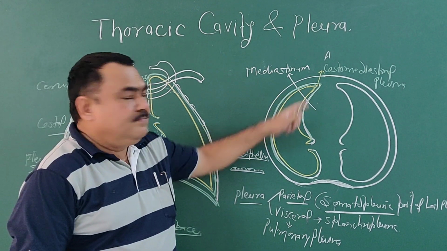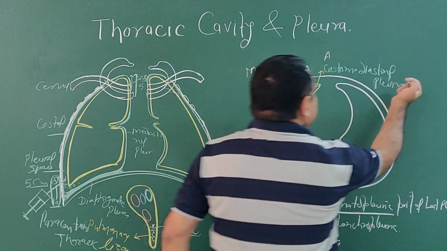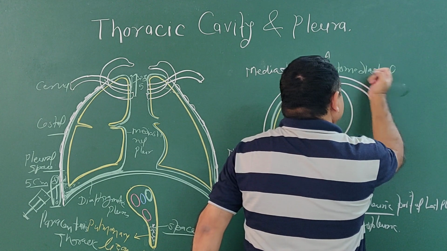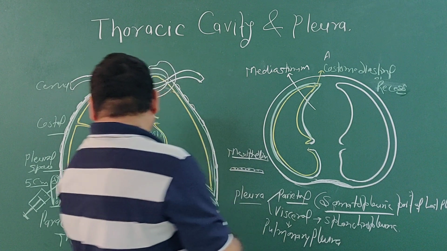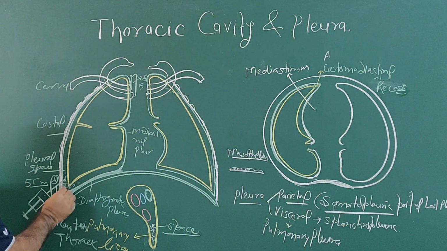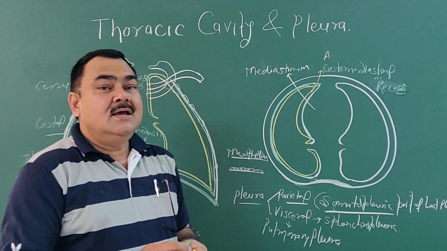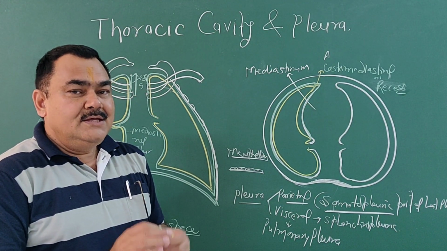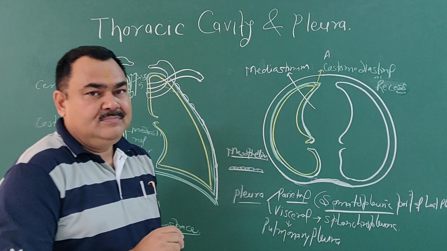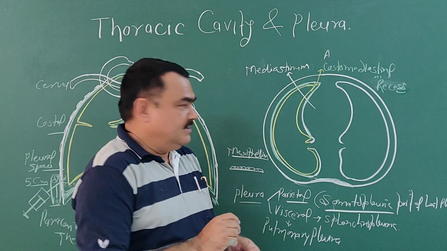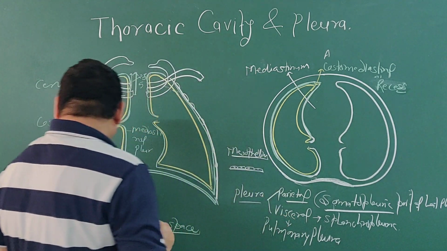And this is costo-mediastinal recess. Here is costodiaphragmatic recess and costomediastinal recess. These recesses provide space for the expansion of the lung during deep inspiration. So this is costomediastinal recess and costodiaphragmatic recess.